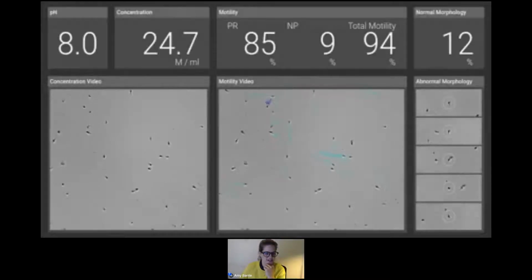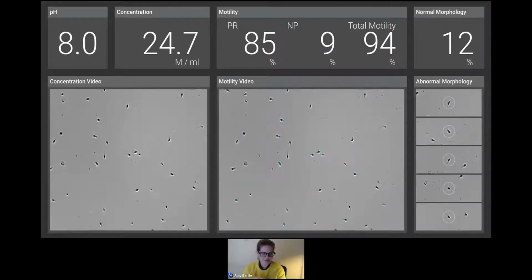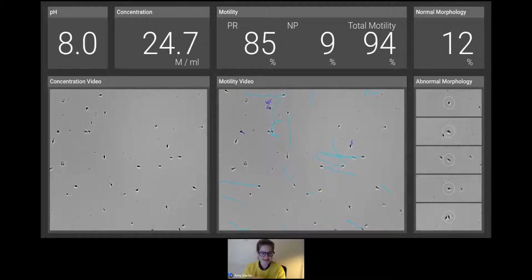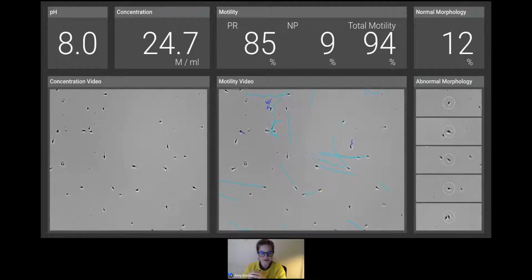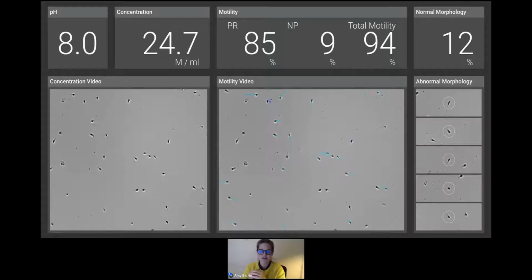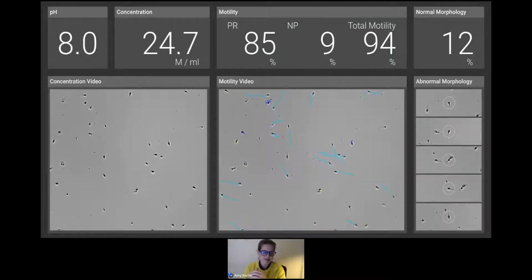So in this video, this is what we would call computer-aided semen analysis. You can see the image on the left-hand side is sperm swimming, and then the image in the middle with the blue lines is the artificial intelligence tracking the sperm. And that tells us how well the sperm are moving. They should be moving at a certain pace in a certain direction for us to think that they're good quality. So that's what those blue lines show us.